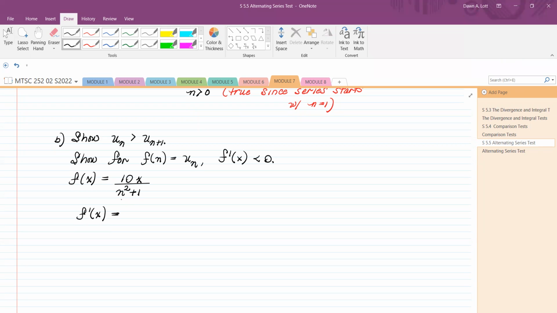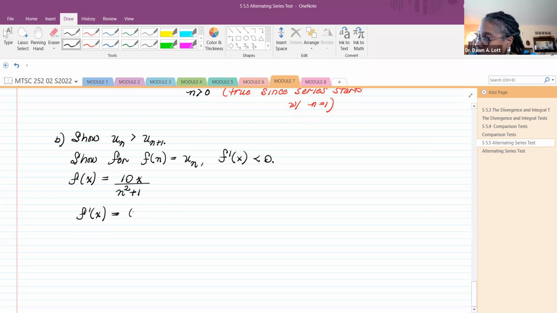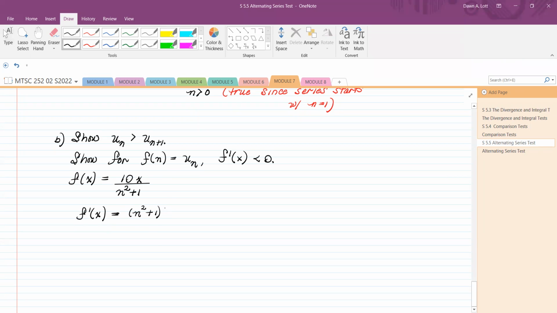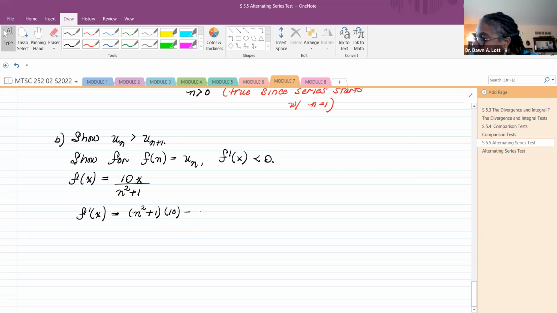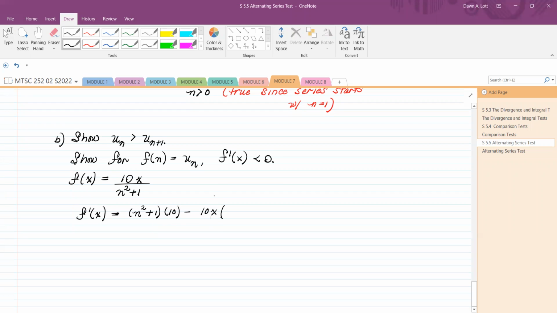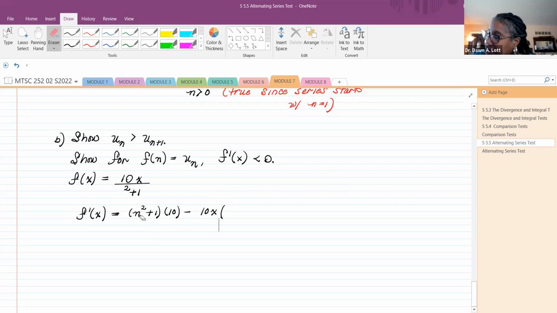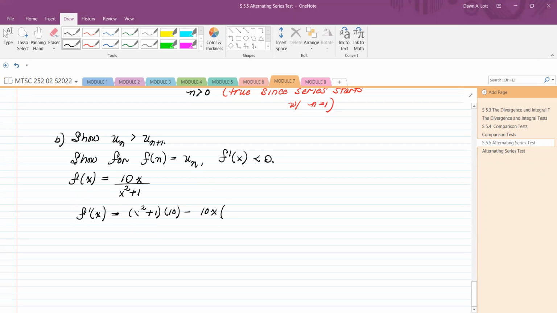So is it the whole thing? Okay, bottom, so x squared plus 1 times the derivative of the top, 10. And then minus the top, 10x, times the derivative of the bottom, 2x. And then it's divided by x squared plus 1 squared. That's right.